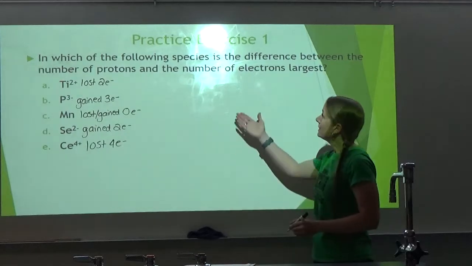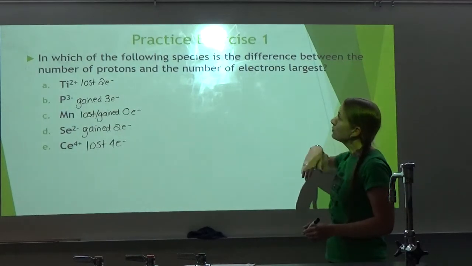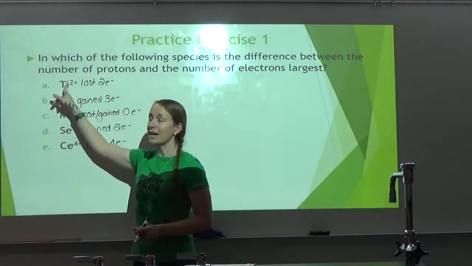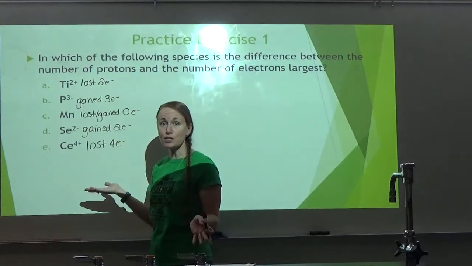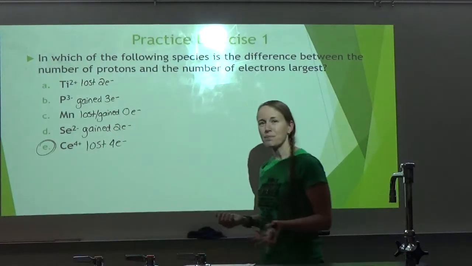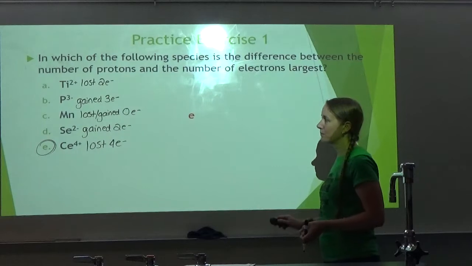And so once I know that, it says which has the biggest difference between the number of protons and electrons. Well, remember, none of these have lost or gained any protons. Protons can't change in chemical or physical processes, so the greatest difference would be E, because it lost 4 electrons.